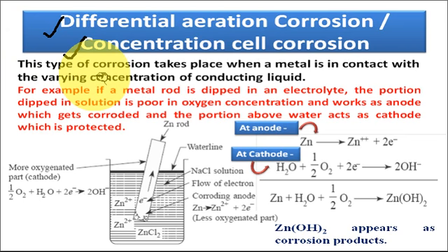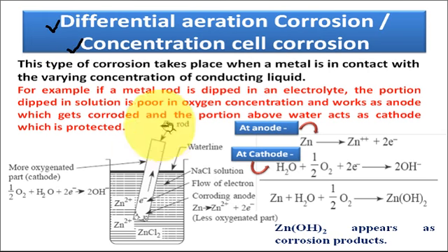So what happens when the metal surface is in contact with different concentrations of liquid or air? Due to this difference in concentration, the metal surface becomes chemically non-uniform, due to which anodic and cathodic areas are formed and corrosion takes place. So this is called concentration cell corrosion or differential aeration corrosion.